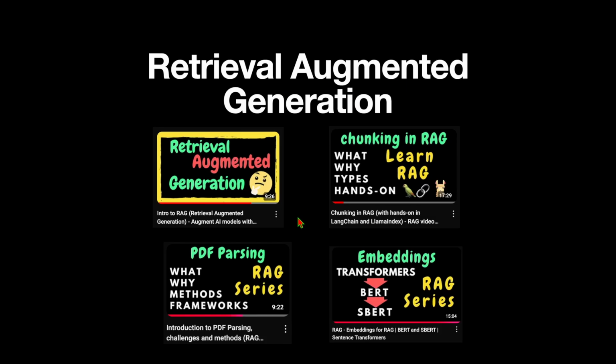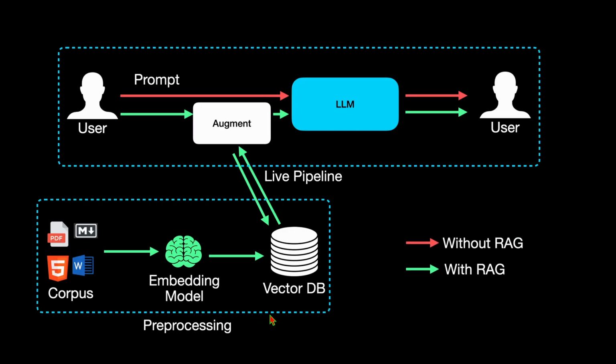In the series on Retrieval Augmented Generation, we saw an introduction to Retrieval Augmented Generation. Then we saw chunking methods. Then we also saw how we can get the data ingested into the RAG pipeline using PDF parsing. And we also saw that we can embed the data that we get using embedding models such as BERT and SBERT. Let's move on to vector databases in this video.